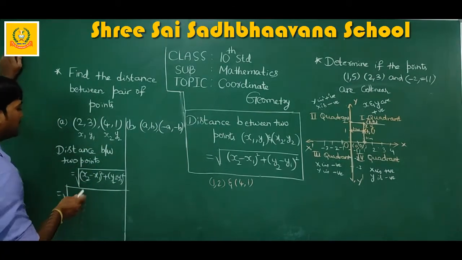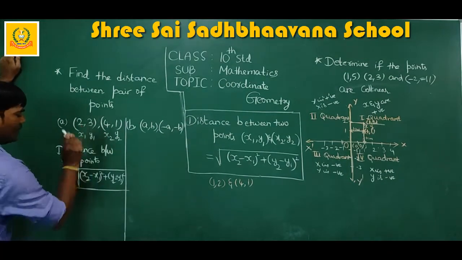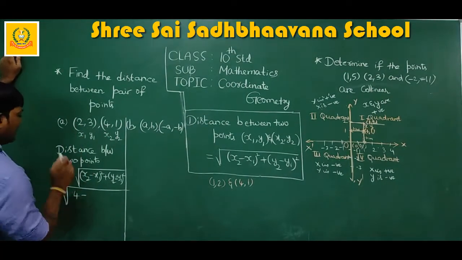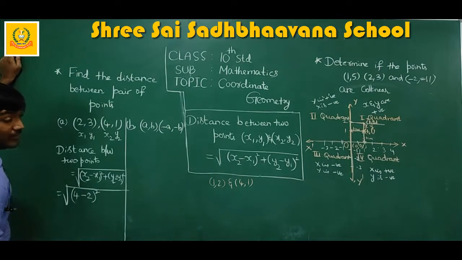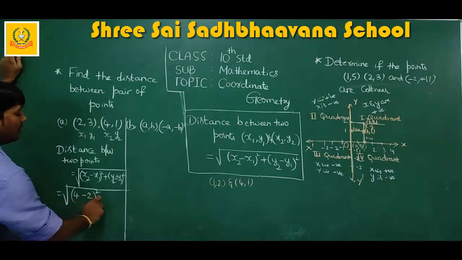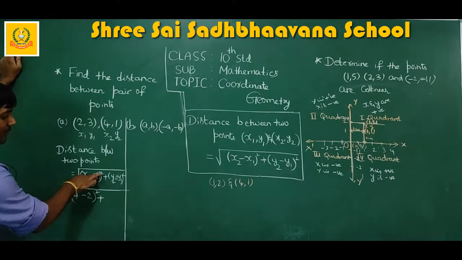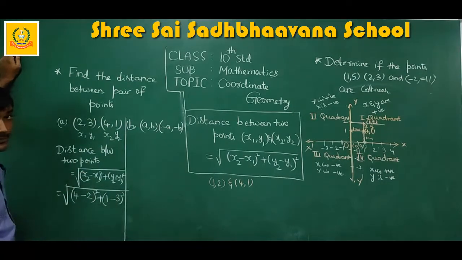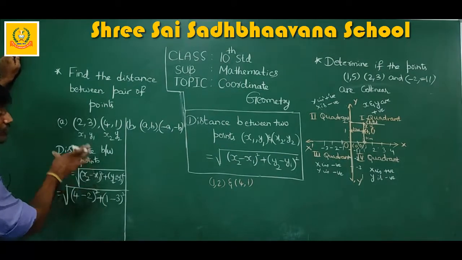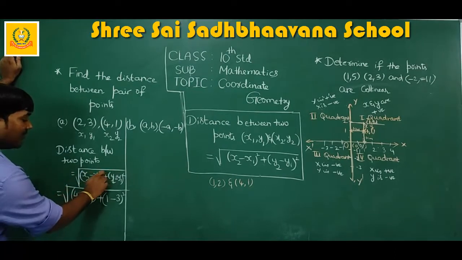So don't do that. X2 minus x1. What is the x2 value here? 4. Minus, what is the x1 value? 2 whole square. Some people will not write the square. That is also a common mistake students will make. Square is there, remember. And next, 1 minus 3 whole square. Understood? Remember, as we have square, you will never get negative values. If you are getting any negative value inside the root, you might have done the substitution wrong. There is no chance of getting a negative value inside the root in this case, because square is there.